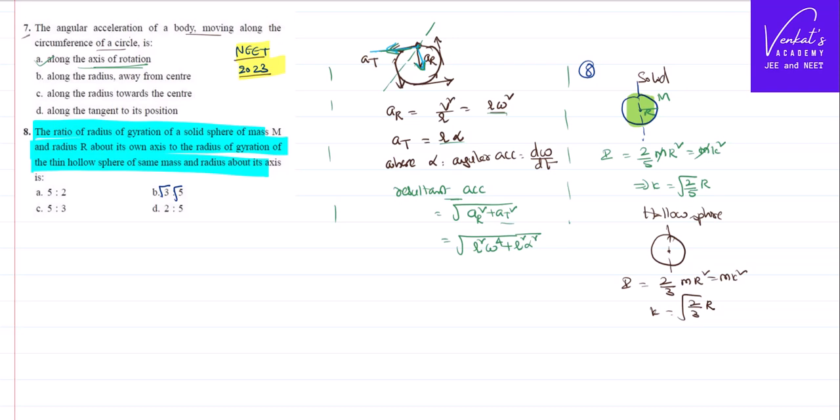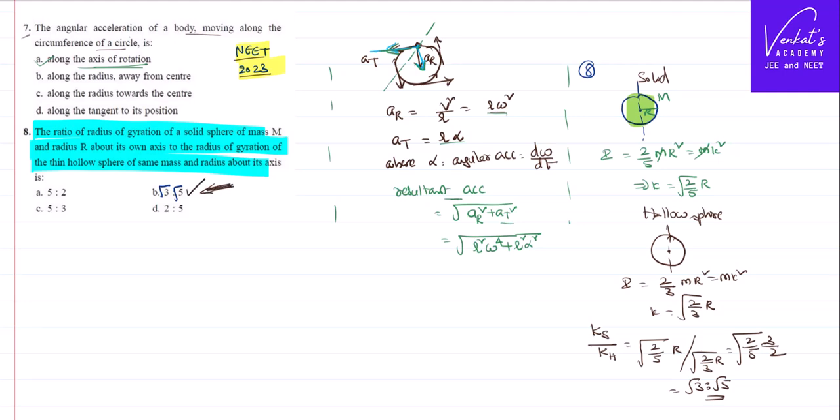Then the ratio of radius of gyration of a solid sphere to the radius of gyration of a hollow sphere will be root of 2 by 5 r by root of 2 by 3 times r. So the 2 and 2 will cancel, 2 by 5 and 3 by 2, r and r also cancel. So the ratio will be root 3 is to root 5. So the answer has to be root 3 is to root 5.